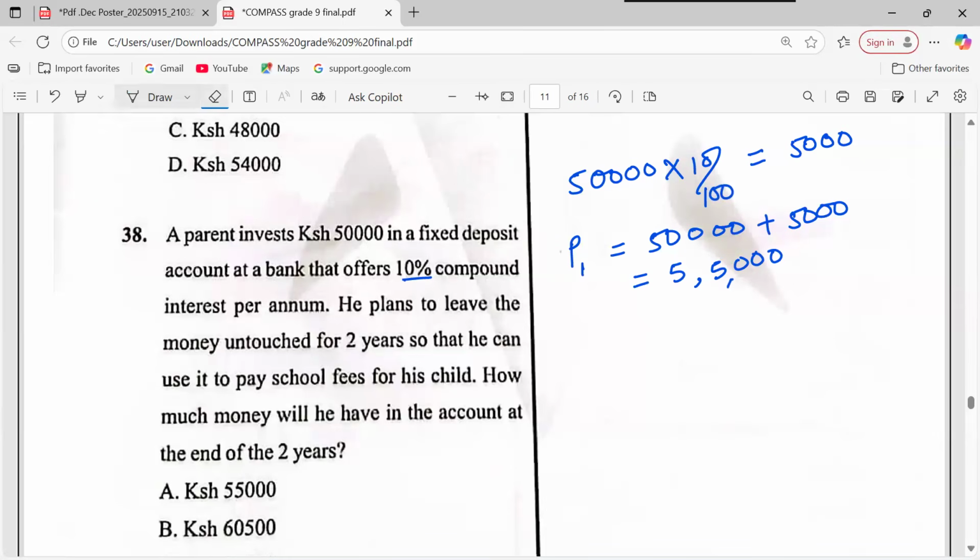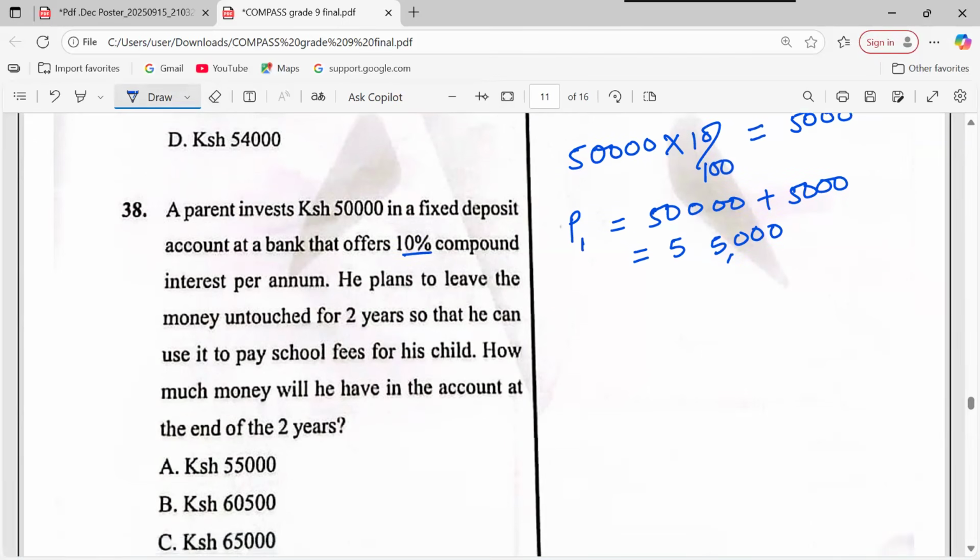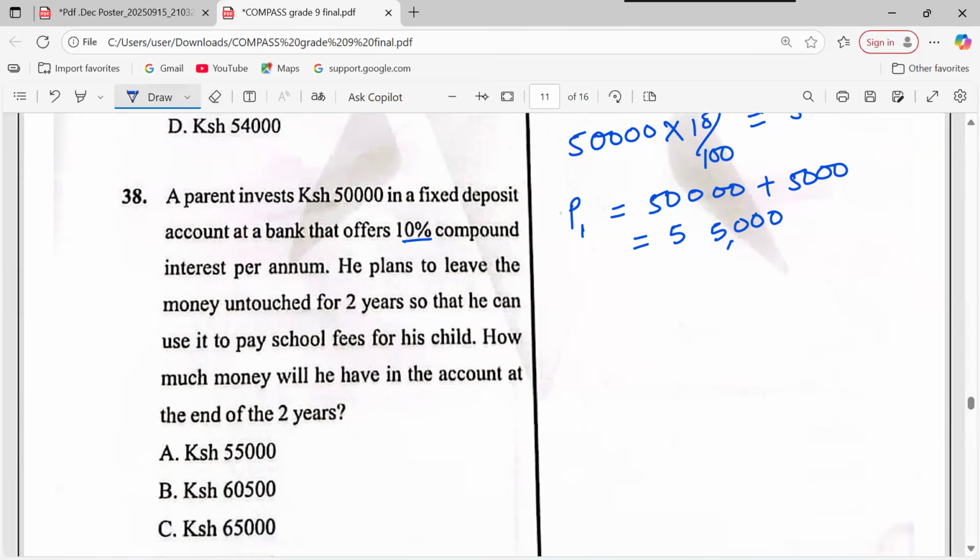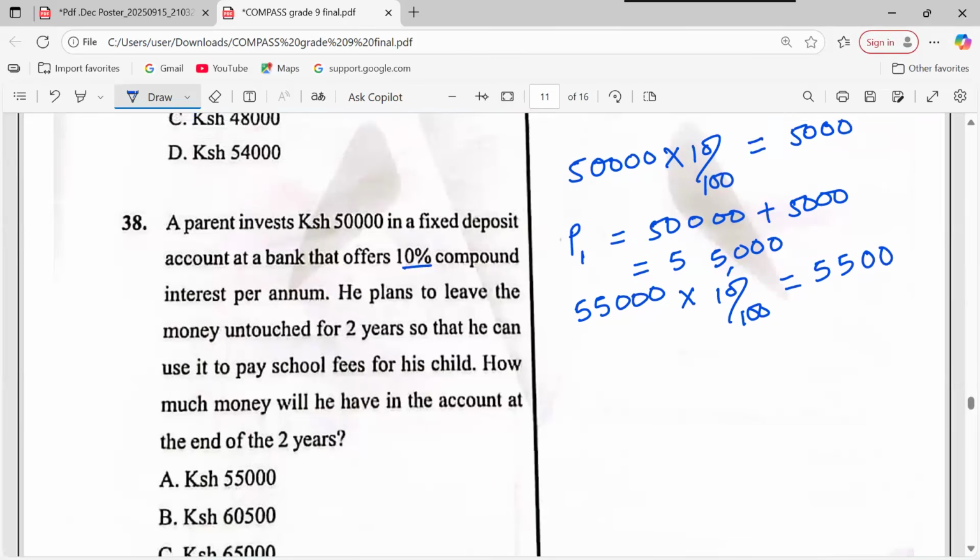55,000, sorry. Yeah, I think this is 55,000. So now the new principal is 55,000. So this is what shall earn interest for the second year, times again the rate of 10%. We should multiply by 1, which is not impactful in this case. This is 5500.